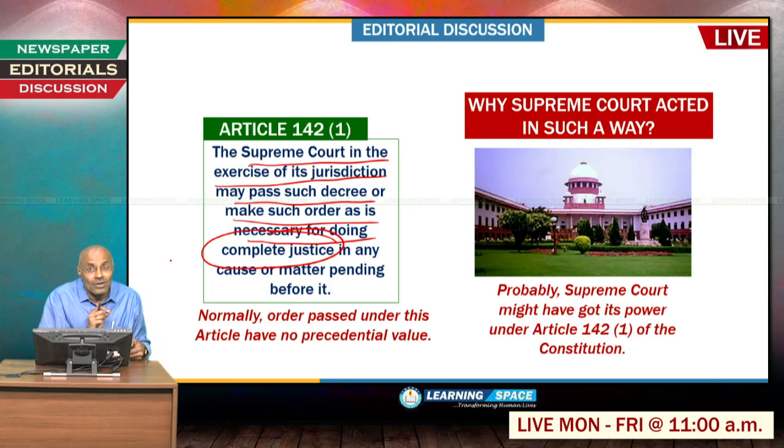This word is very important. So, in the name of complete justice, the Supreme Court can take a decision under Article 142(1) of the Constitution, and in the Jagadambika Pal case of 1998, the Supreme Court might have taken the decision citing this 142(1) constitutional provision. And normally, orders passed under this article have no precedential value, that should not have precedence, right?